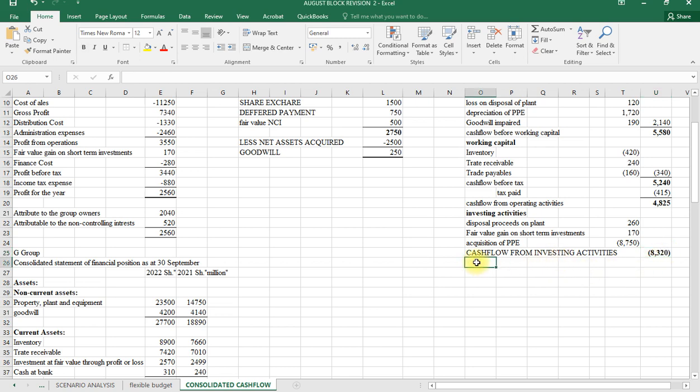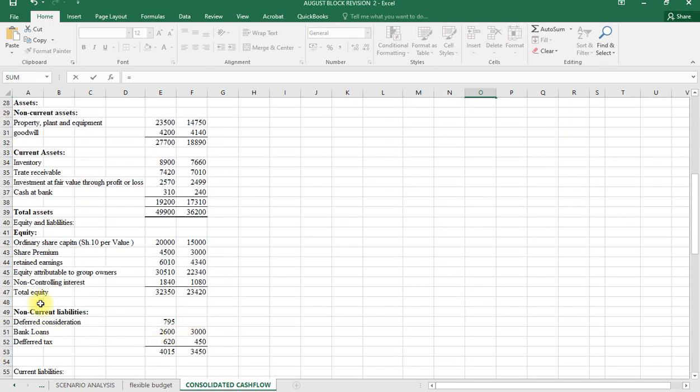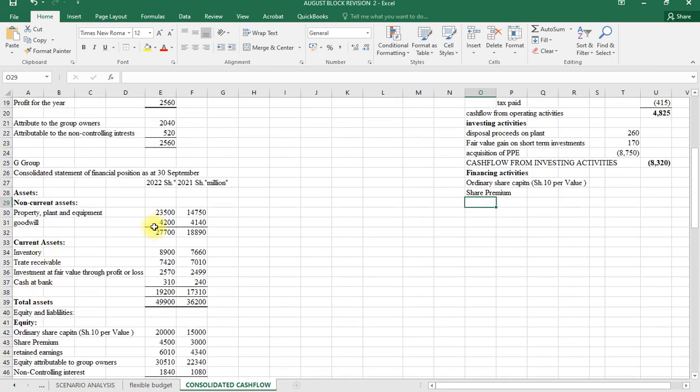Then we go to financing activities. Financing activity, and financing activity, look at the shares. Look at the shares. What happened to the ordinary shares? What happened to share premium? And the retained, where we shall be looking at the dividend. And we look at the ordinary shares. We started with this.